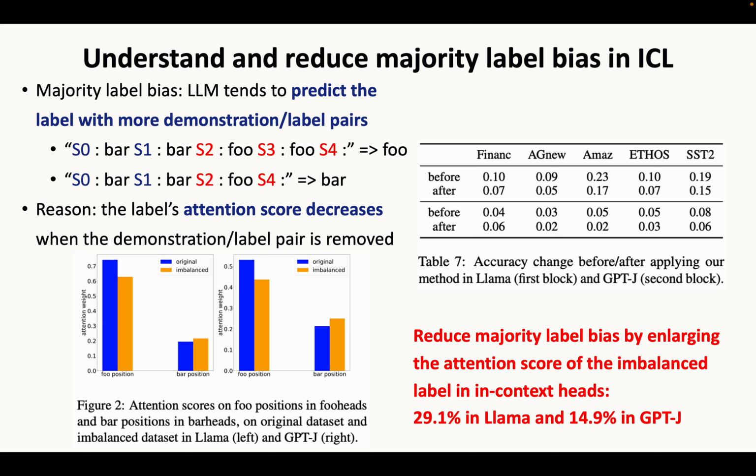And we utilize this hypothesis to understand and reduce the majority label bias in in-context learning. The majority label bias means the LLM tends to predict the label with more demonstration label pairs. We find that the reason is that the label's attention score decreases when the demonstration label pair is removed. So we propose a method to reduce the majority label bias by enlarging the attention score of the imbalanced label in in-context heads, and the bias is reduced much.